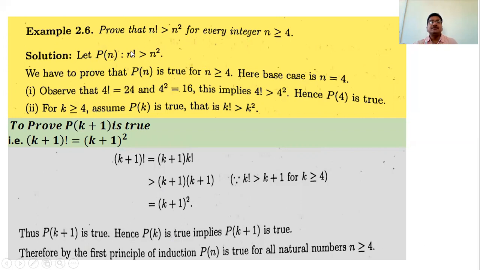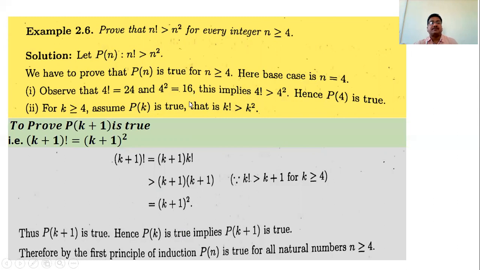Substitute n equal to 4 in the LHS. What is 4 factorial? The value of 4 factorial is 24. And substitute n equal to 4 in the RHS: 4 square is 16. So 24 is greater than 16. That means 4 factorial is greater than 4 square, and hence P4 is true. That is, the result is true for n equal to 4.